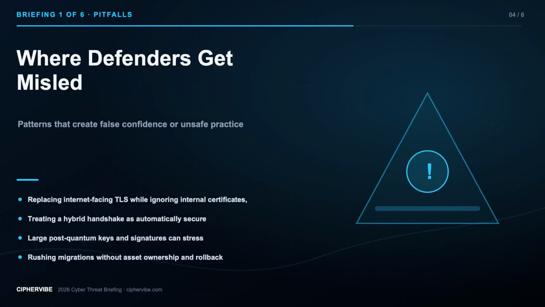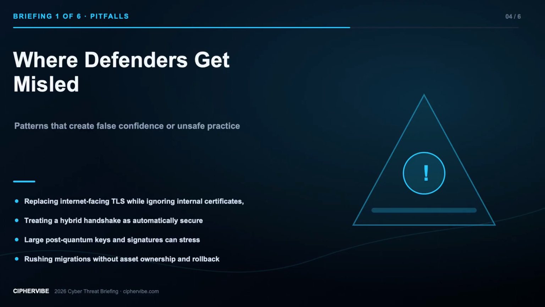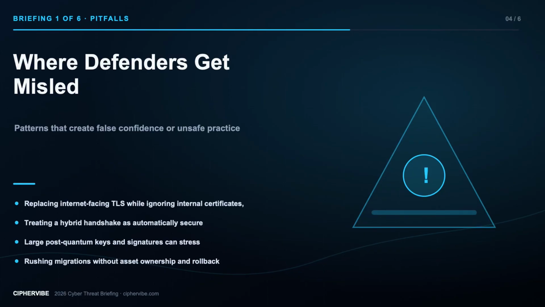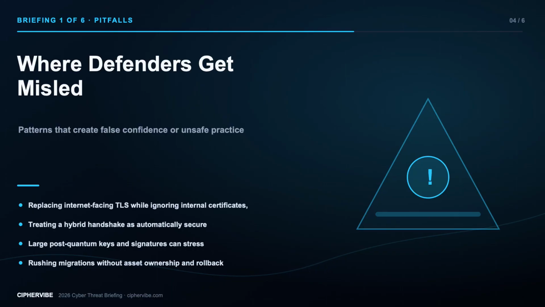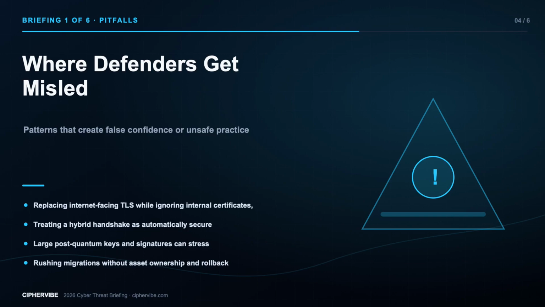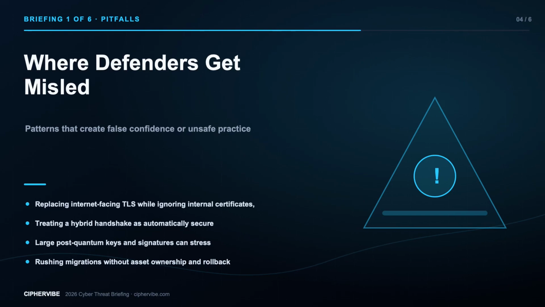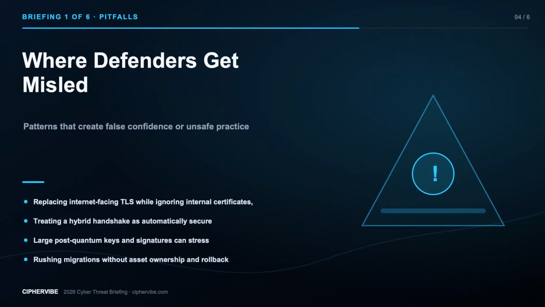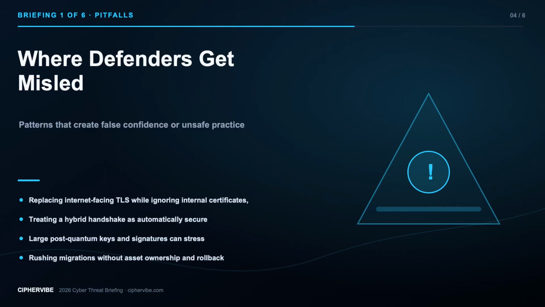Understanding failure modes will protect you from attractive but unreliable shortcuts. First, replacing internet-facing TLS while ignoring internal certificates, signed tokens, firmware validation, backups, and machine identities creates false confidence. Second, treating a hybrid handshake as automatically secure can hide implementation bugs, downgrade paths, weak randomness, or incorrect composition. Third, large post-quantum keys and signatures can stress-constrained devices, network middleboxes, certificate chains, and existing protocol limits.